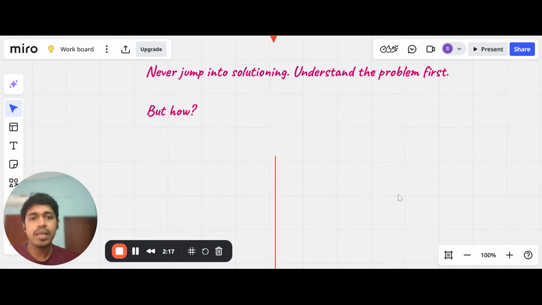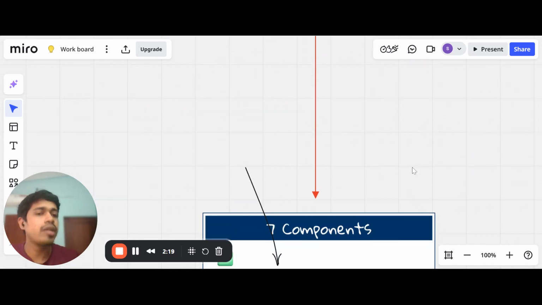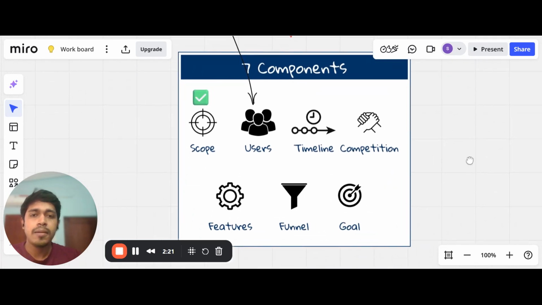We are going to discuss one of the major seven components. As you can see here, the seven components I have listed. In the previous video, we covered scope. In this video, we'll be covering users. These are the seven components around which we can ask clarifying questions. And there is no specific set of questions you can ask. It's mostly like you ask five questions around each of these components. So it will be a total of 35 questions, right?